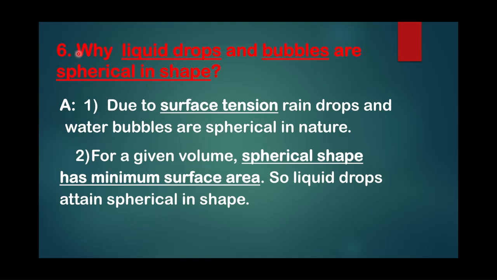Sixth question: why are liquid drops and bubbles spherical in shape? Due to surface tension, the raindrops and water bubbles are spherical in nature. The reason behind it: for a given volume, spherical shape has minimum surface area. So, liquid drops attain a spherical shape.